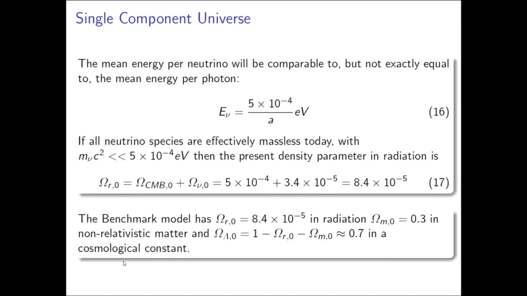So the density parameter in radiation should be exactly equal to 8.4 × 10^-5, and the density parameter for non-relativistic matter should be 0.3, and for lambda it should be 1 minus the density parameter for radiation minus the density parameter for the non-relativistic matter. So we get the density parameter for the cosmological constant at the present moment to be approximately equal to 0.7. So this is in a benchmark model.